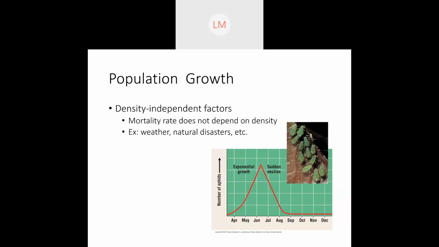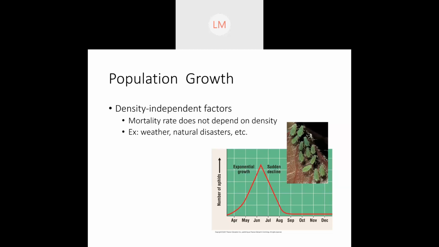Density independent factors, however, are when the mortality rate does not depend on the density. So this is going to be something that is typically not related to the biology at all, right? It's some sort of weather event, natural disaster event. So here, this is looking at an insect population, number of aphids. So we've just got the months of the year plotted here. We see an increase during the summer and then a sharp decline in the middle of the summer going into the fall. So this is just the cyclical nature of the seasons.